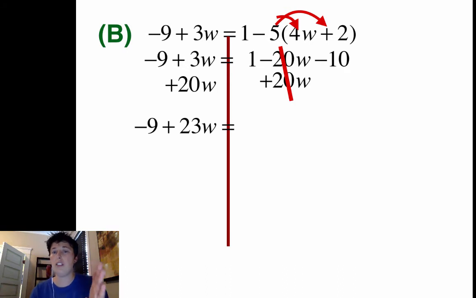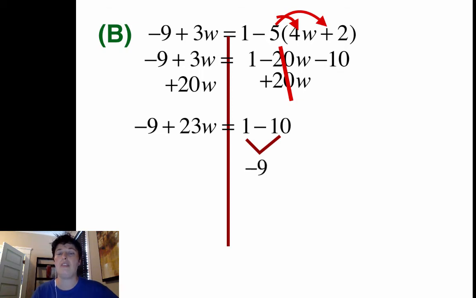I still have the 1, and I still have the minus 10. So I have 1 minus 10. But if I combine that, 1 take away 10 is negative 9. So we're getting closer. We have negative 9 plus 23W equals negative 9. I guess I'm going to add the 9 over to the other side.